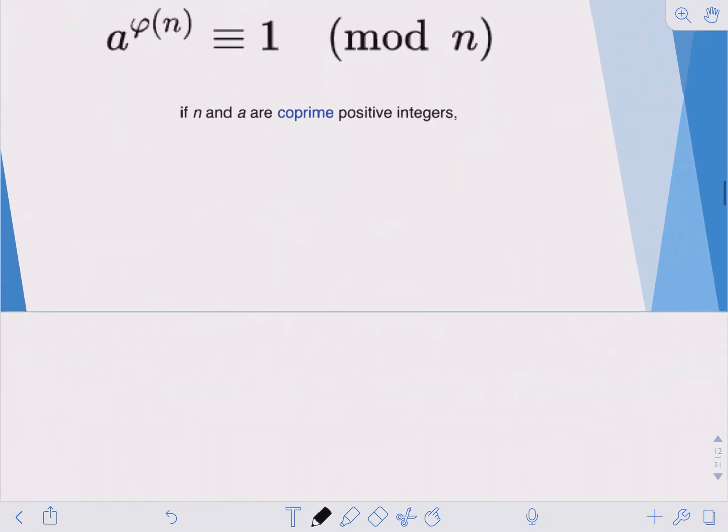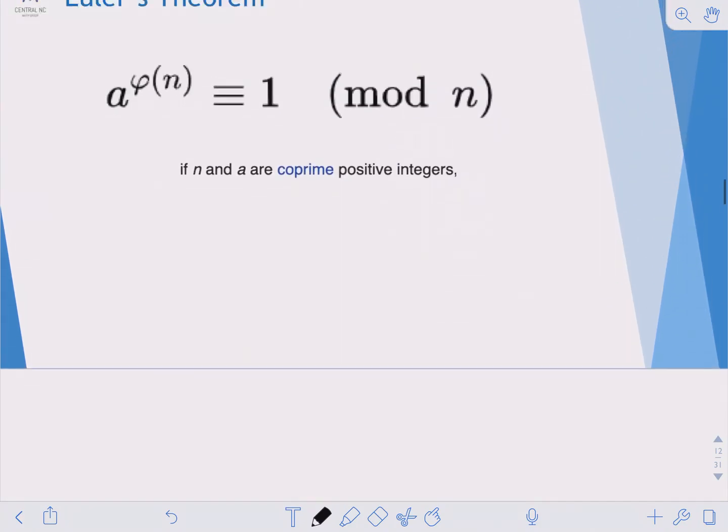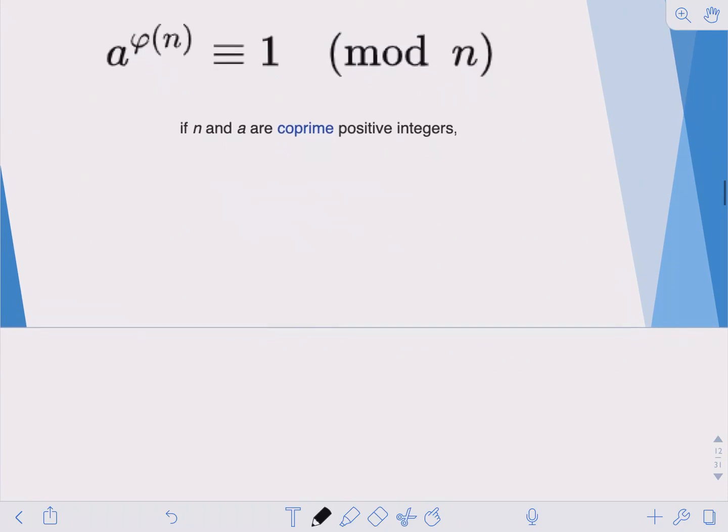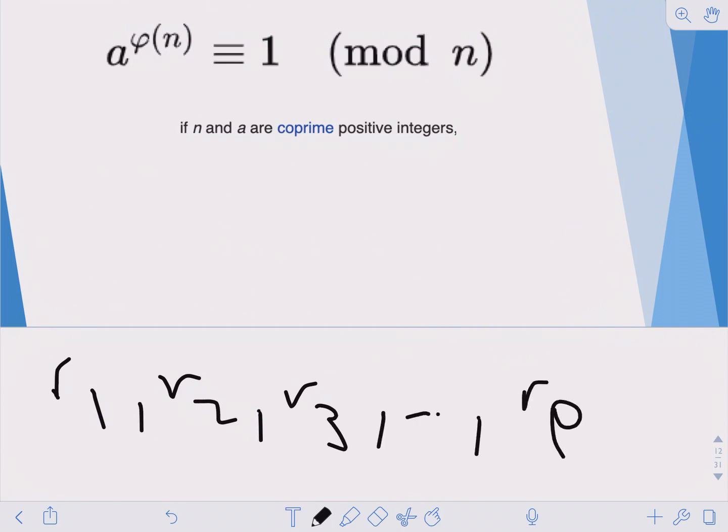We know there are phi of n integers less than n that are relatively prime to it. So what we can do is index those relatively prime integers. Let's call them R1, R2, R3, all the way up to R of phi of n. We know there are phi of n of them.